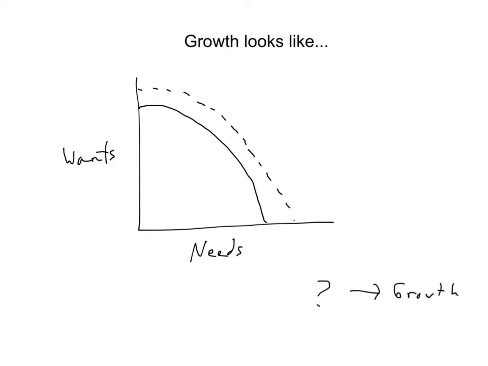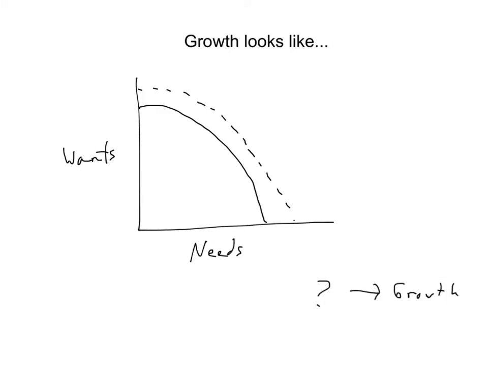Well, let's use a production possibilities curve to show what this looks like. So let's just say wants and needs. We could say anything. We could say consumer goods and capital goods, or we could say military goods and consumer goods, or something like that. But whatever we put on these axes, this is going to represent our maximum level of production. And growth means that we are able to produce more. So what leads to that growth?